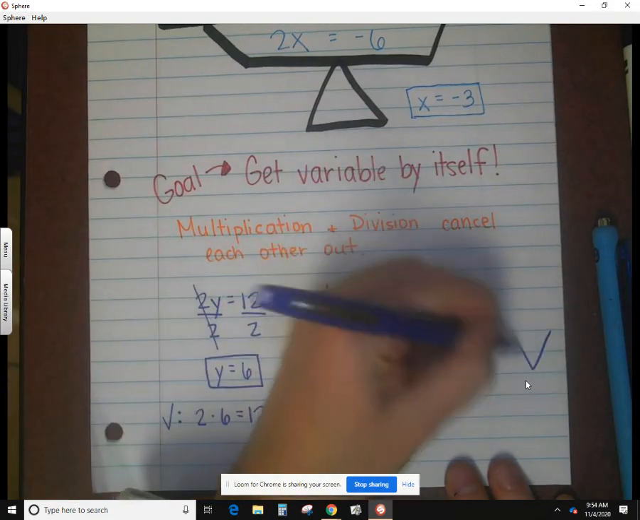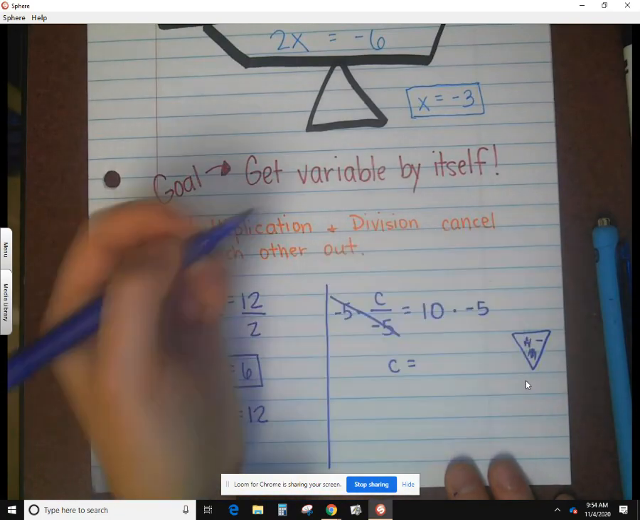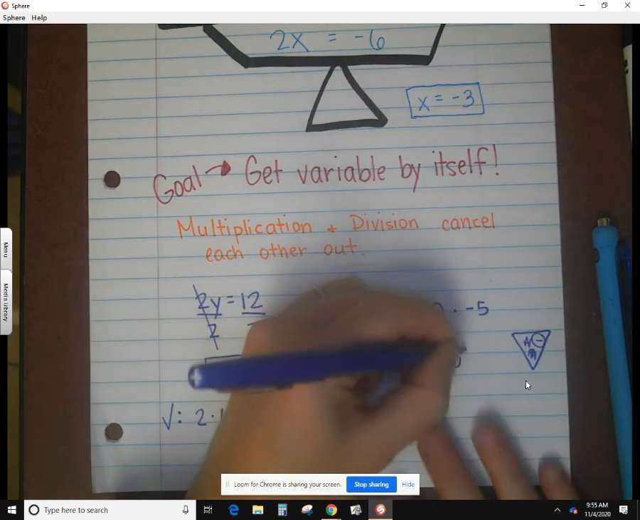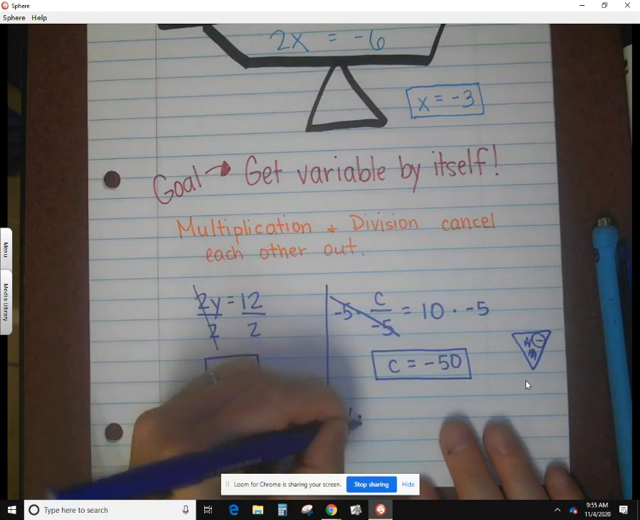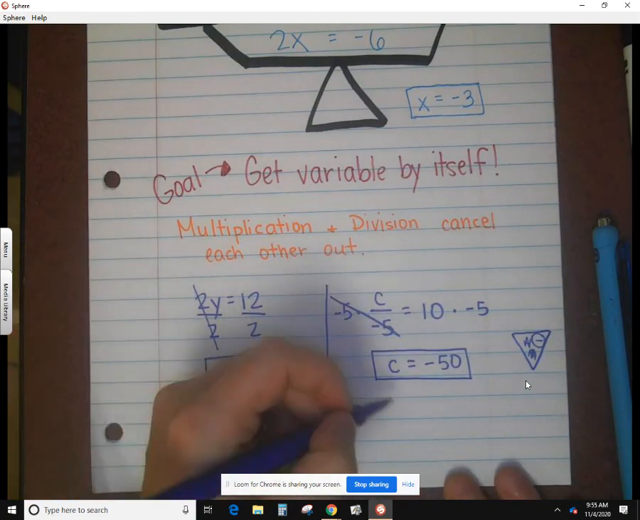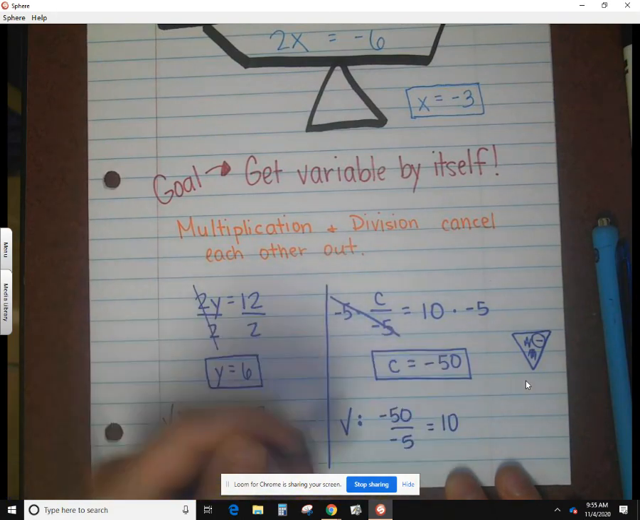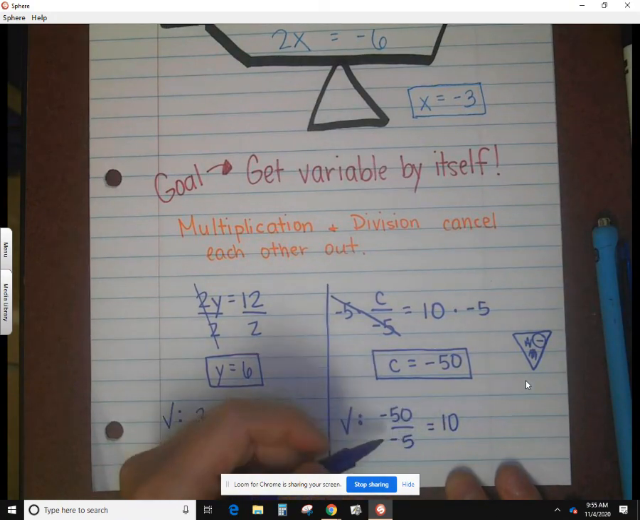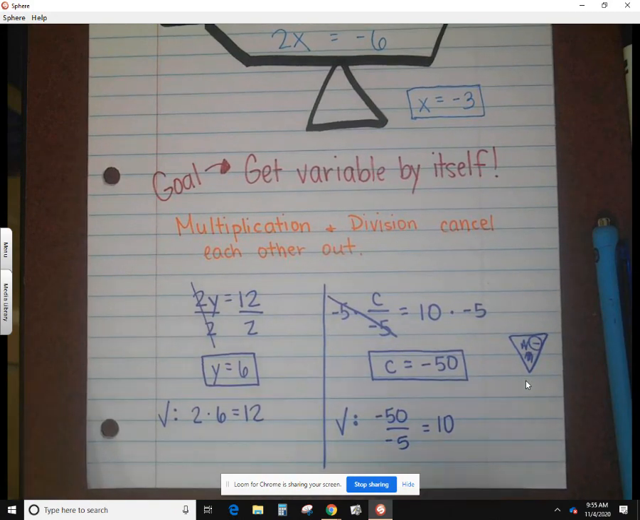And then you can't forget your integer rules. So a positive times a negative is going to give you a negative answer. And so that's going to be negative 50. So we're going to double check. Instead of c divided by negative 5, we're going to put negative 50 divided by negative 5. And it should give us 10. A negative divided by a negative does give us a positive answer. And 5 does go into 50 10 times. So we know we were correct.